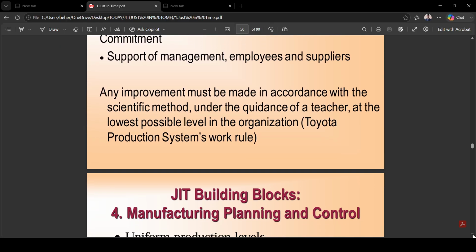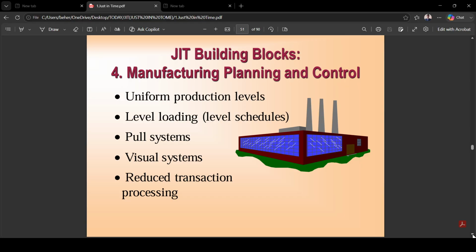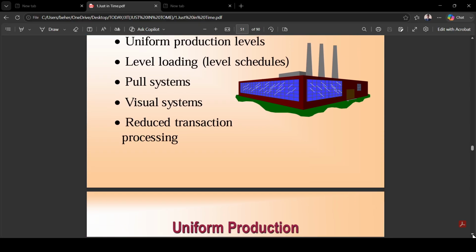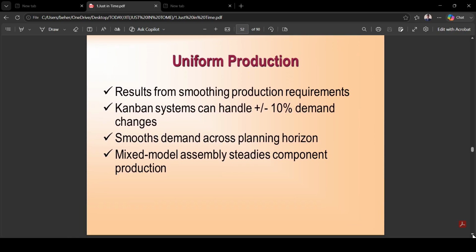Production system workflow. JIT building blocks. Manufacturing planning and control: uniform production level loading, level schedule, pull system, visual system, reduce transaction processing. Uniform production results from smoothing production requirements. A Kanban system can handle plus or minus 10% demand changes. Smooth demand across the planning horizon. Mixed model assembly is a streamlined component of production.